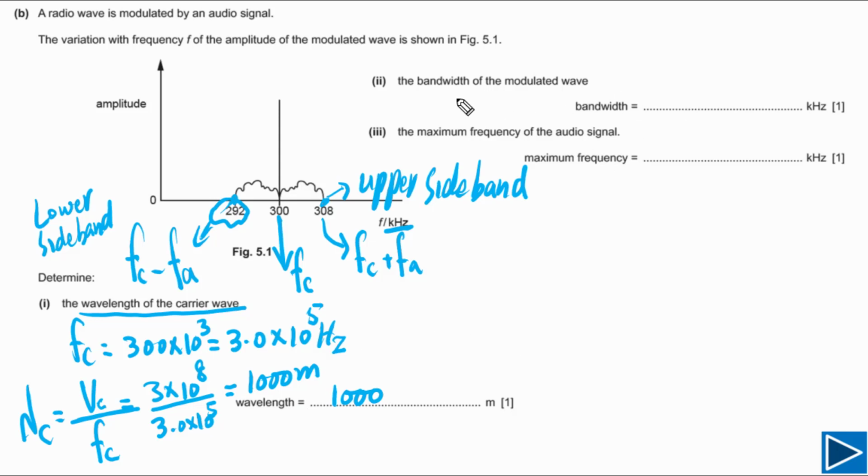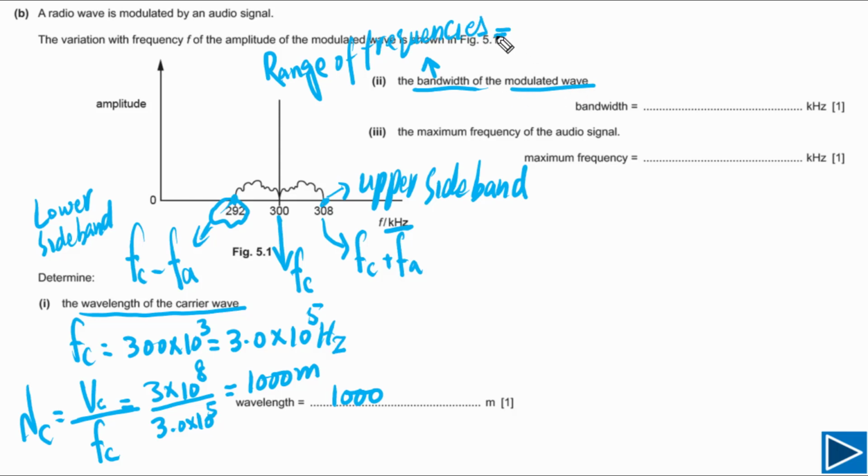Now for the next one, we need to find out the bandwidth of the modulated wave. Bandwidth is the range of frequencies occupied by the modulated wave. Range of frequencies, you have to be clear with this: the range of frequencies occupied by the modulated wave.